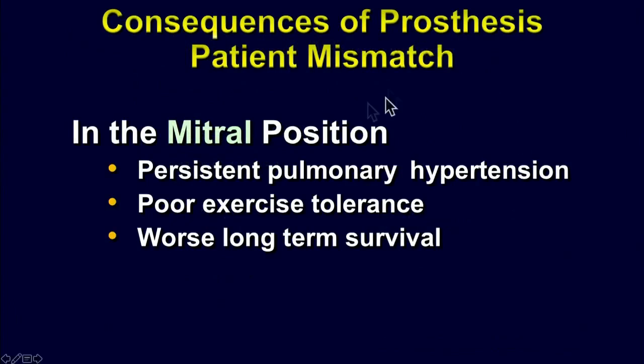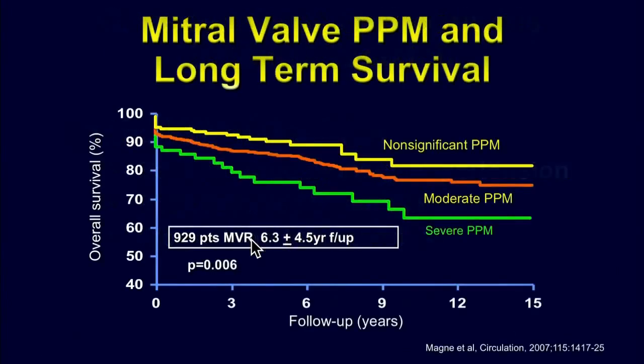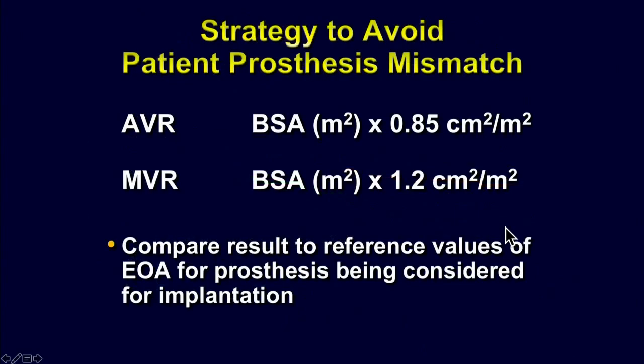If patients do have this prosthesis-patient mismatch, they're at risk for persistent pulmonary hypertension, poor exercise tolerance, and in fact, they have a worse long-term survival, shown here that as you have more severe prosthesis-patient mismatch, these individuals have a worse long-term survival. A strategy to avoid prosthesis-patient mismatch.